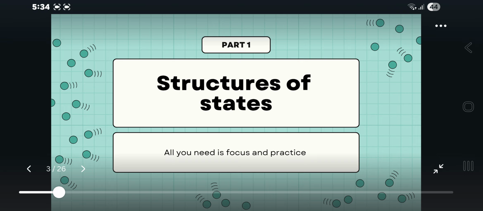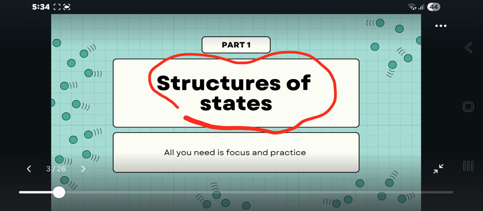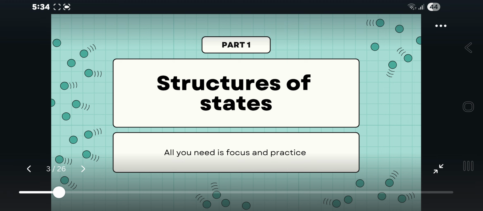Structures of states. All you need is focus and practice. I think you all already know that we have learned this topic, but in this topic we will memorize the structures. We will see how the structures look like for solid, liquid, and gas. Nothing is very hard, you just need focus and practice.